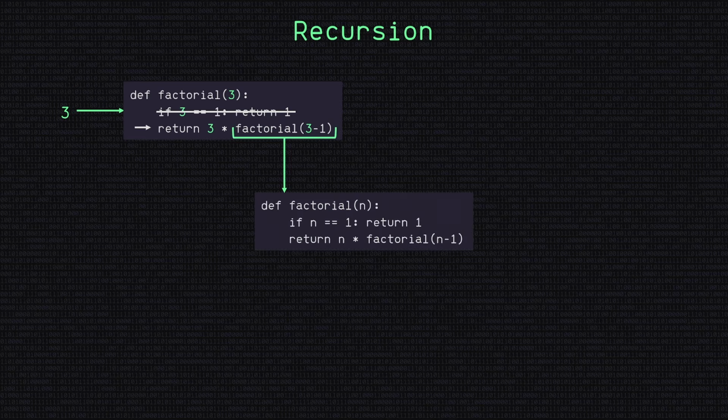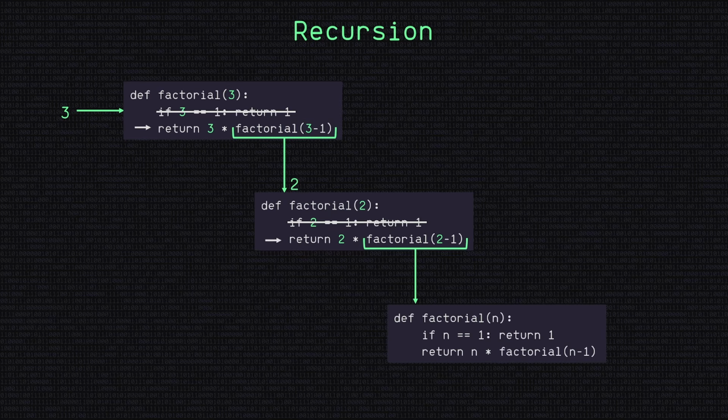So we call factorial again, but this time our input is 2. So all of our n values are now 2. Starting with the first line, 2 is not equal to 1, so this condition is not met. So we go on to line 2, and on line 2, we are returning 2 times factorial of 2 minus 1. Again, we can't return anything just yet because we need to figure out what factorial of 2 minus 1 is. So we call factorial yet again.